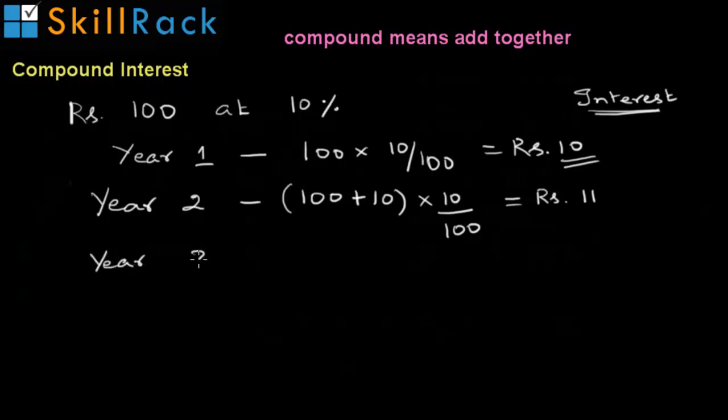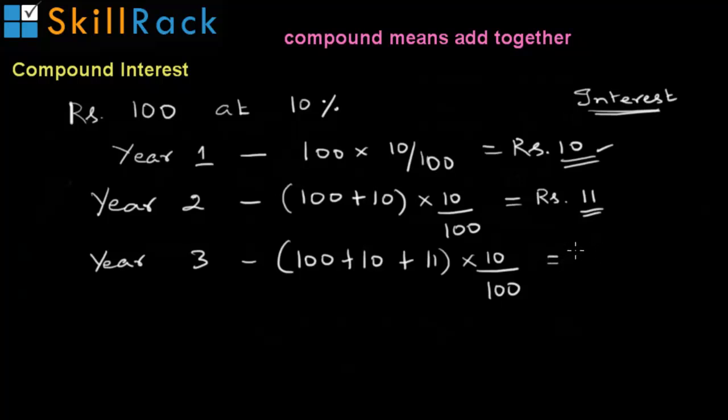At the end of year 3, the interest obtained at the end of year 1 and year 2 is also added to rupees 100. So we add 11 also, which was obtained at the end of year 2 in the calculation. So now we will be getting rupees 12.1 as interest at the end of year 3.